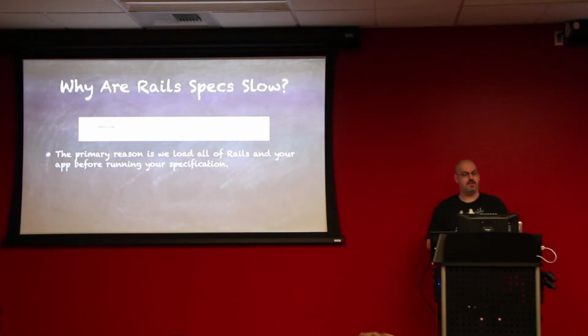So first, I want to talk about why Rails specs tend to be slow. The main reason is this line that is in almost every spec helper out there that says load all of Rails. And so loading Rails is an expensive proposition. So when you do that before you run every single test or test file or whatever you're doing, it has an expense to it that you don't need to incur or you shouldn't need to incur. So I'm going to talk about how to avoid doing that.